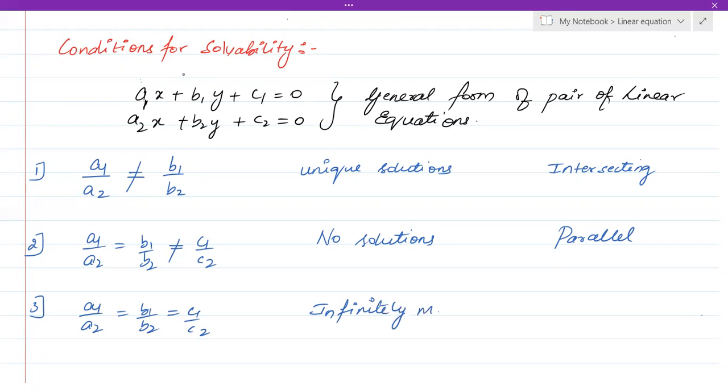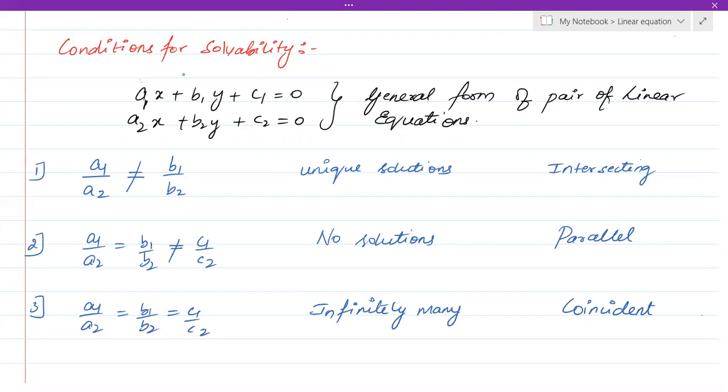If it is infinitely many solutions, then the graph will be coincident, isn't it? Both the graphs, that is both the straight lines, will be one on top of the other, so it will be coincident. So these are the three conditions. If A1 by A2 is not equal to B1 by B2, then we get a unique solution. The next one, if A1 by A2 and B1 by B2 are equal but not equal to C1 by C2, we don't get any solution. If all three are equal, we get infinitely many solutions.